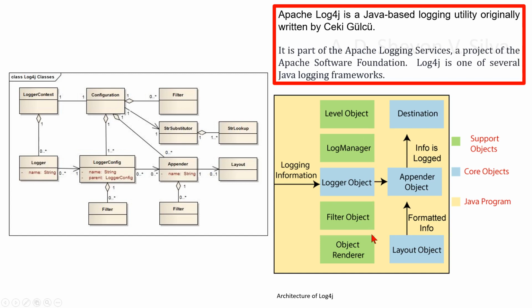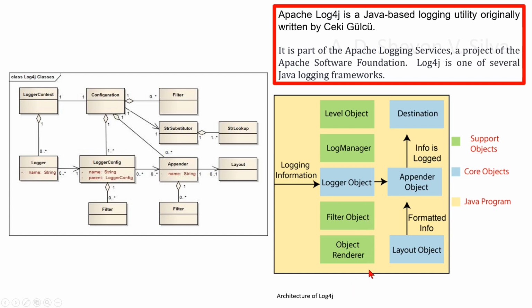Filter object. This is used to analyze logging information and make further decisions on whether that information should be logged or not. If logging information is passed to a particular appender object, all the filter objects associated with that appender need to approve the logging information before it can be distributed to the attached destination.